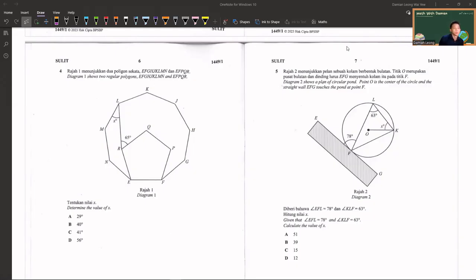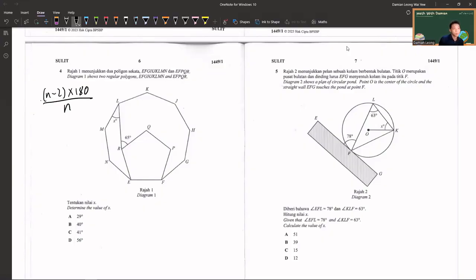So we can use the sum of interior angle formula, n minus 2 times 180, then divide by the number of sides, bagi dengan nombor tepi, and it's the same as the number of angles. Okay, number of angles and number of sides is same. Okay, nombor tepi dengan nombor sudut dia sama. So, kami boleh bagi dengan n untuk dapatkan nilai sudut, setiap nilai sudut dalam poligon sekata ini.